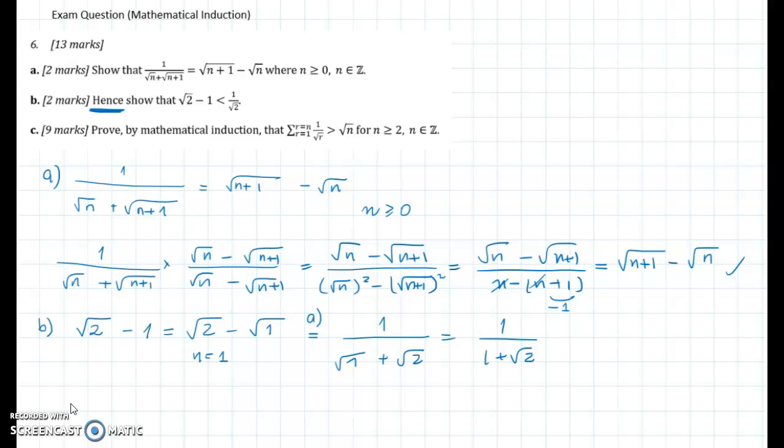Now what we would like to see is that this is in fact less than 1 over square root of 2. And this is true because we are comparing two fractions where the numerator is the same, 1, and in the one on the left the denominator is larger. When we divide by a larger number, that results in a smaller fraction. So this is true as well.